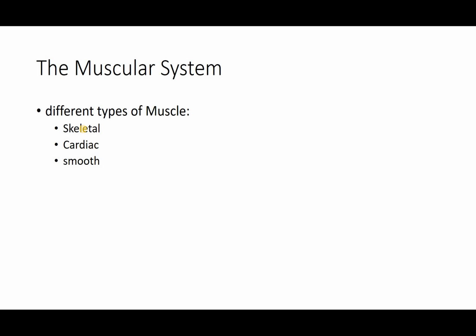Okay, cardiac is heart, smooth is all the tubes that are inside of you, which will be more of an A&P2 thing when you start looking at cardio, respiratory, digestive system, GI and all that. Those are all smooth muscle and cardiac.